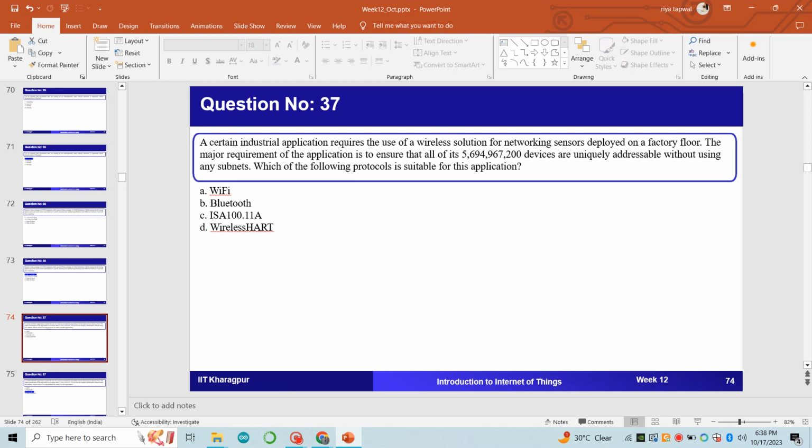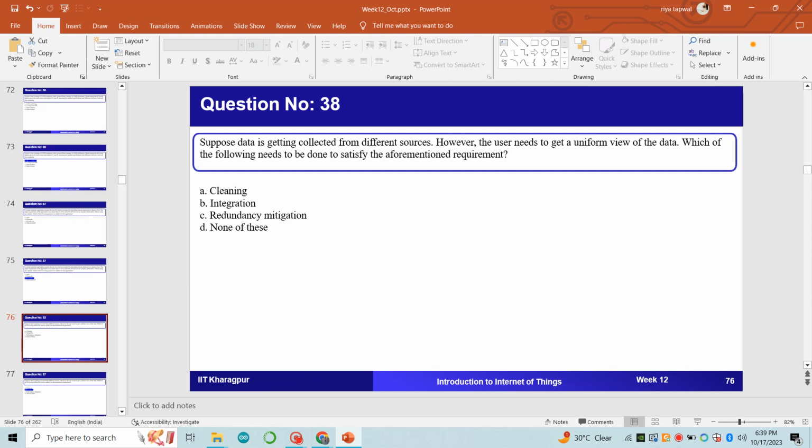Option C is correct. Basically, ISA 100.11a was the standard developed only for industrial applications. With the help of this standard, the different devices or machines in an industrial area can communicate with each other. So the correct option for this is C.